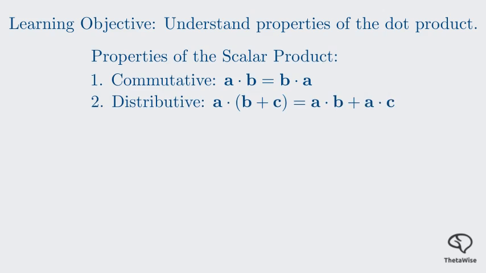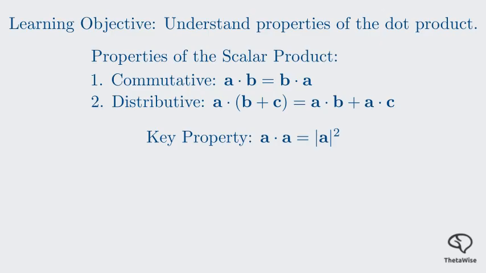While these are useful, a much more important property connects the dot product to the magnitude of a vector. This identity states that the dot product of a vector with itself is equal to the square of its magnitude. This makes sense. A dot A is a1 squared plus a2 squared plus a3 squared, and the magnitude squared is also a1 squared plus a2 squared plus a3 squared. This identity will be incredibly useful.